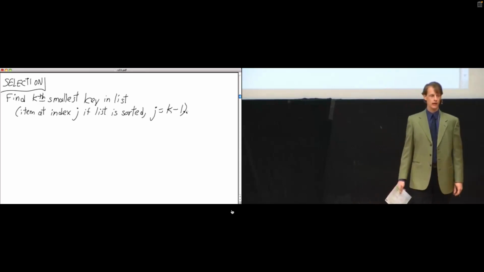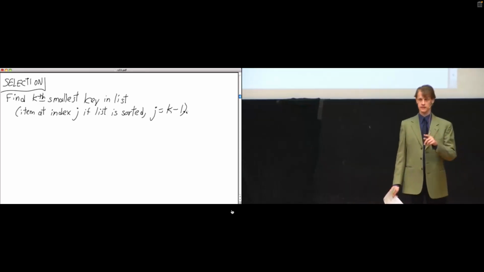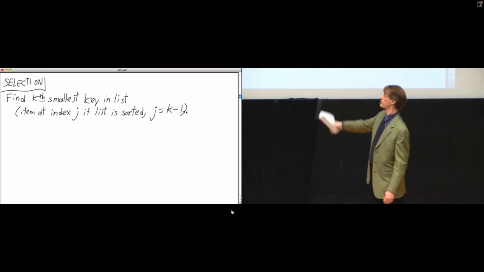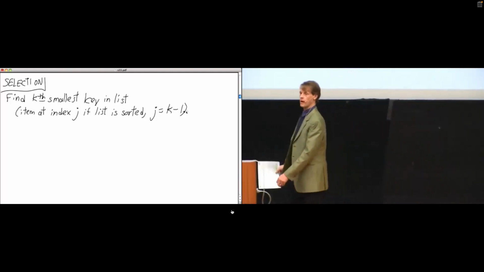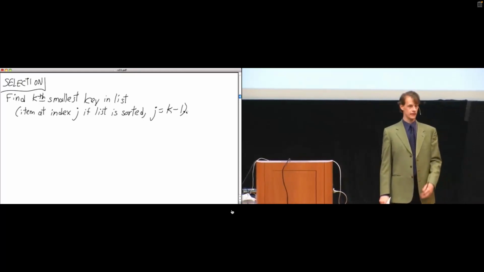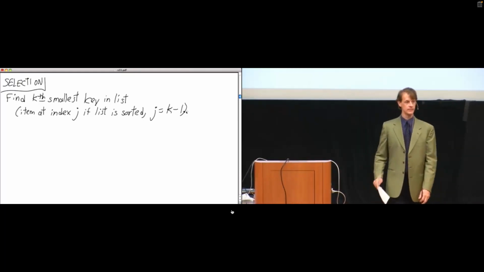The easy way to answer that question is to sort the list. We know a bunch of sorting algorithms now, and just pick out the item at index k minus 1, and that'll be the kth smallest item. But can we do it faster? Can we do it faster than sorting? Sorting usually takes n log n time. We'd like to beat that.